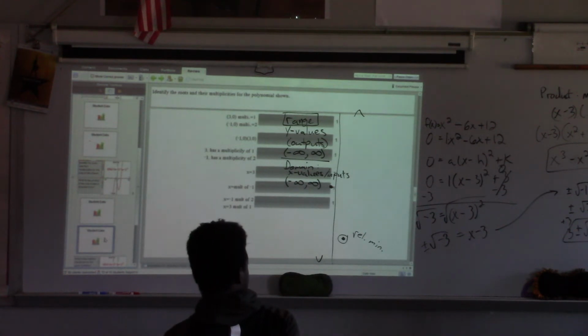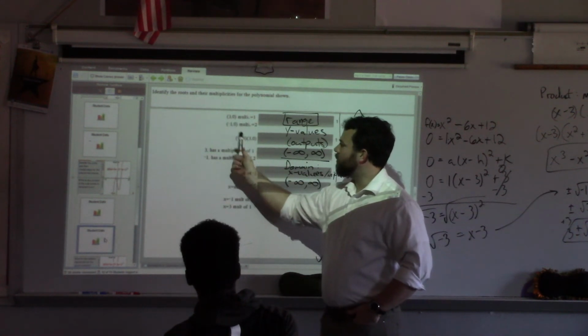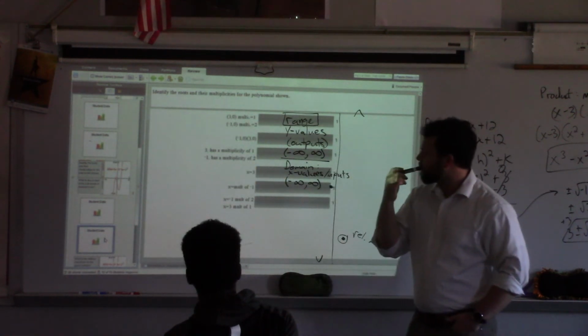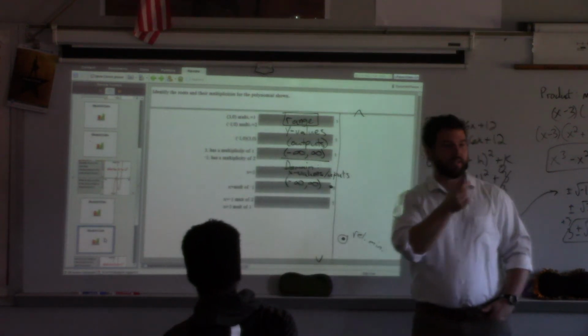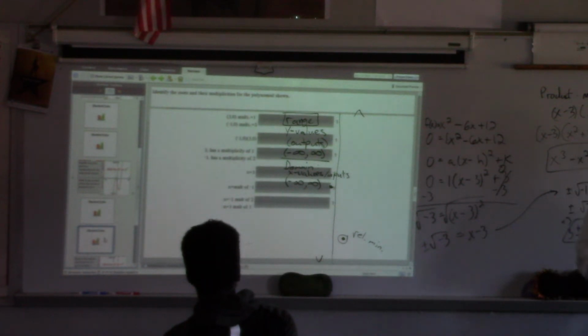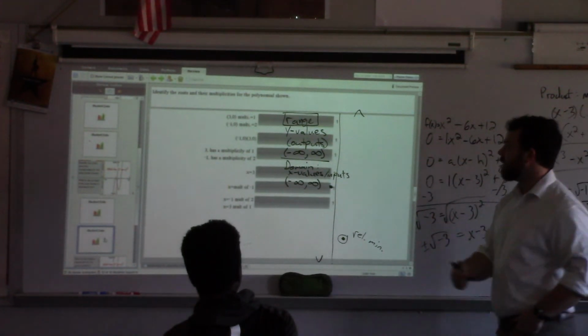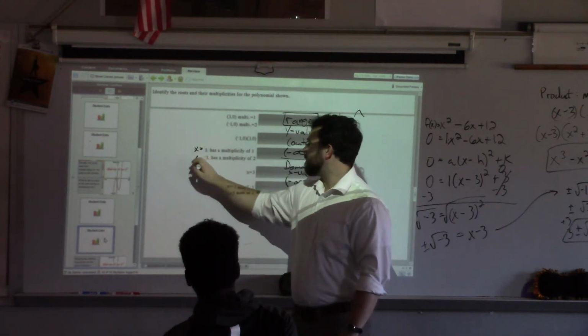One word of caution here. A lot of us are recognizing, the ones who did this, that we have the roots 3 and negative 1. Remember, if you do not write the roots as points. When do you write it as a point? When it's x-intercepts, right? If I ask for x-intercepts, you write it as a point. But if I ask for roots or zeros, you write it as x equals, right?